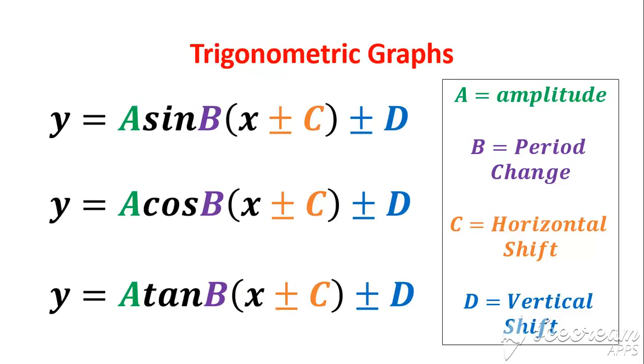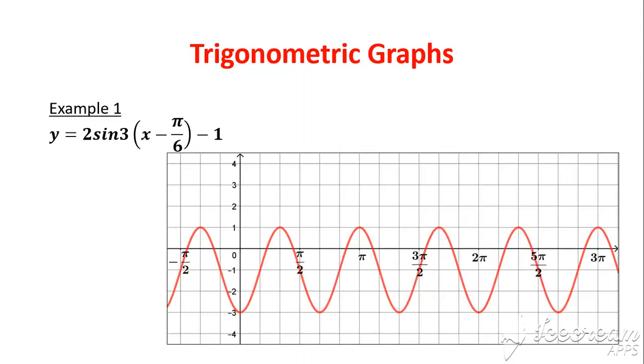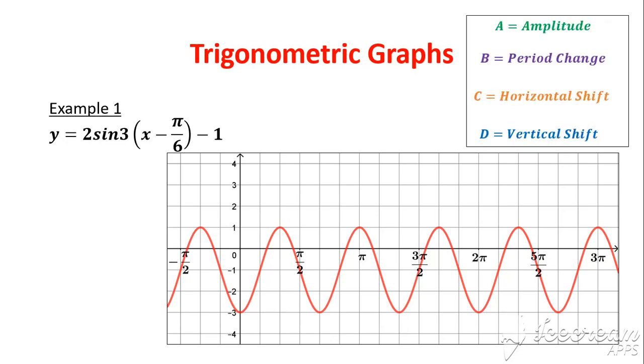Right, we're going to put the values of A, B, C and D all together and show you some examples of how this all works. Here's example 1: y is equal to 2 times the sine of 3 bracket x minus pi over 6, all subtract 1. Here's what the graph looks like. We're going to work out A, B, C and D.